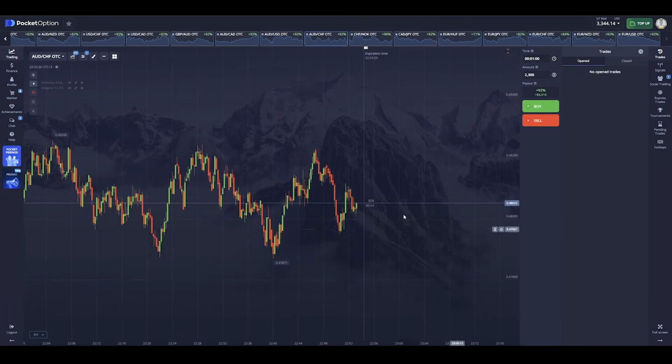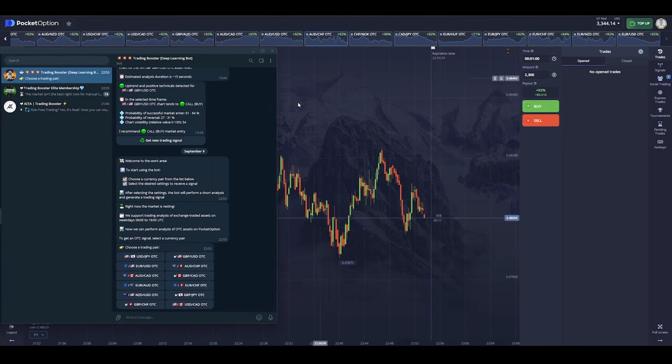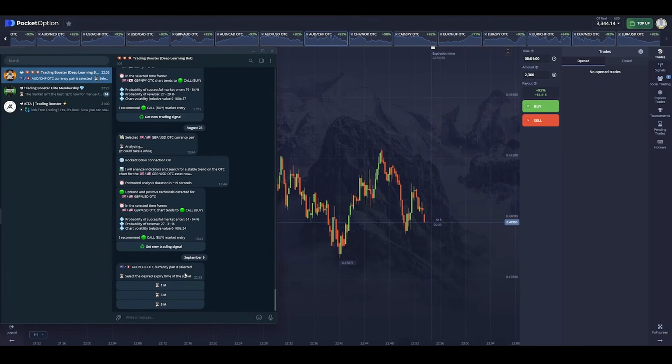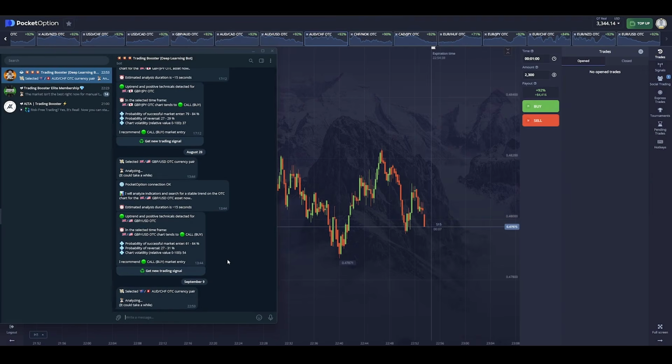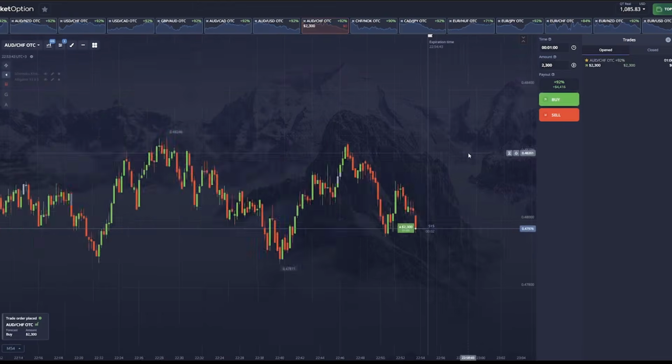I'm choosing the currency pair Australian dollar, Swiss franc. Here too, we have a good sideways movement. So I just select it in the booster bot, and this will probably be the actual final trade. So as you can see, it's not that hard to work on the OTC market, especially with the booster bot.